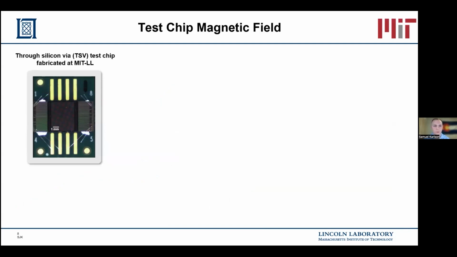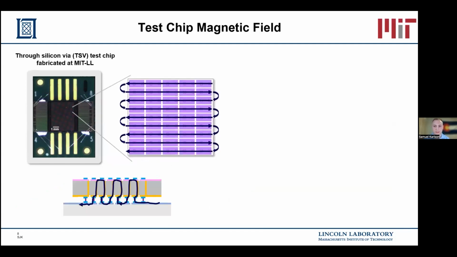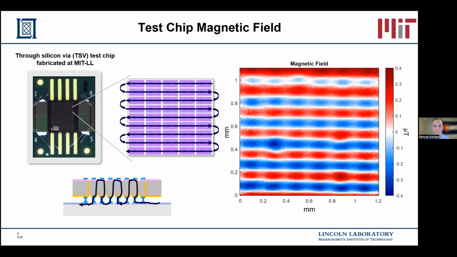So we decided to use our magnetic microscope on a through silicon via test chip that we fabricated here at Lincoln Laboratories. This is a visual photo of the chip, and here is a schematic that shows the chip itself. As you can see, the current travels back and forth across the chip in an alternating pattern. And if you look at the bottom image, you'll notice that as it does, it comes in and out of the plane. A change in current creates a magnetic field, leading to the magnetic image that you see here.